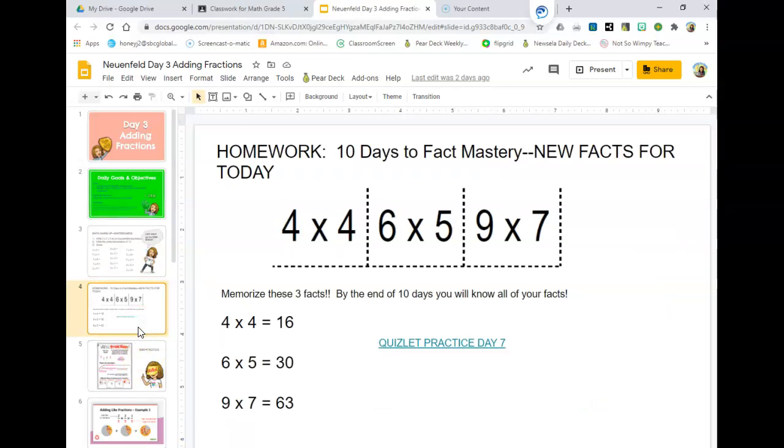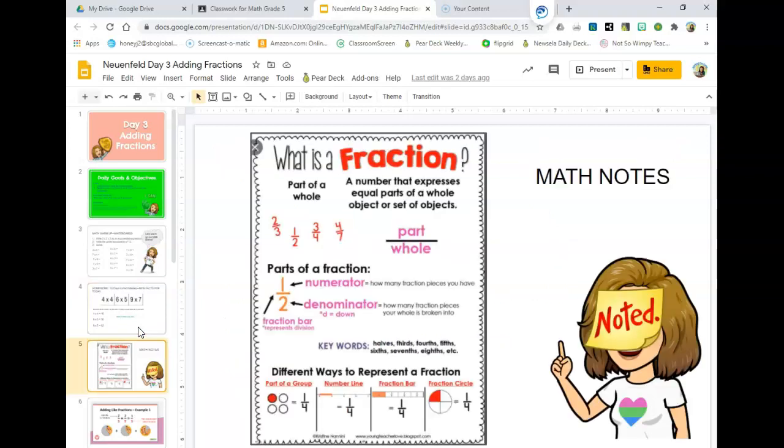All right, in our 10 Days to Fact Mastery, we have new facts for today. 4 times 4 equals 16. 6 times 5 equals 30. And 9 times 7 equals 63. Please practice these facts today. Really practice them. Make sure you know it back and forth.